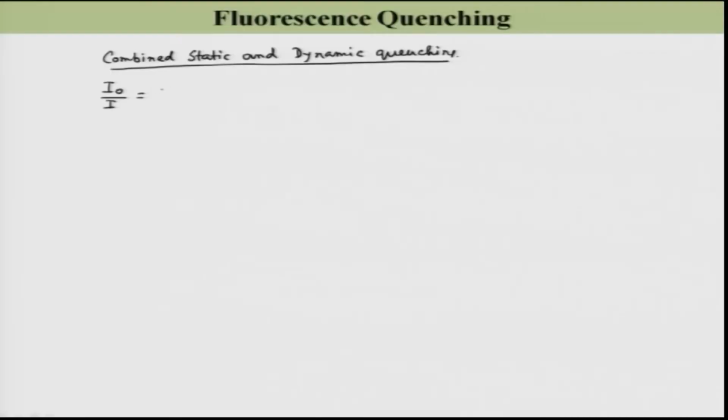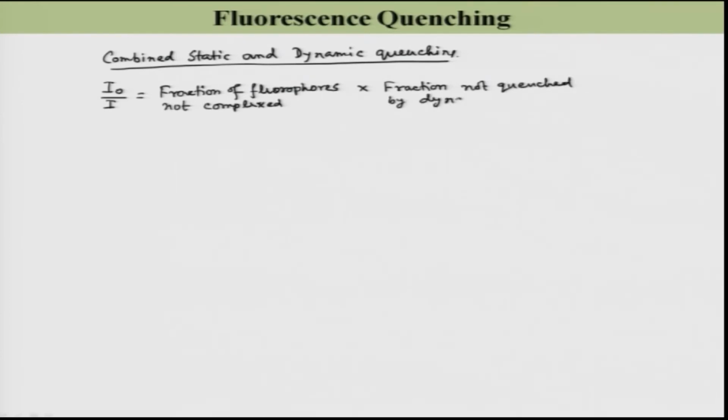So, the first fraction is the fraction of fluorophores that are not complexed, multiplied by the fraction of fluorophores that is not quenched by dynamic quenching. So, I can write this, the first part, obviously I know what is that.